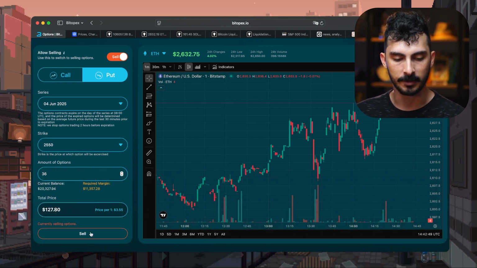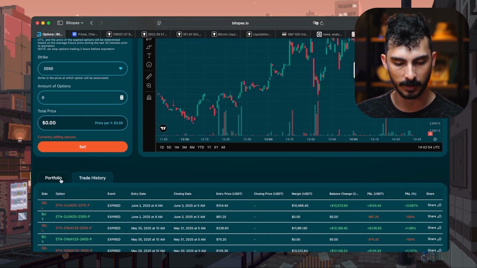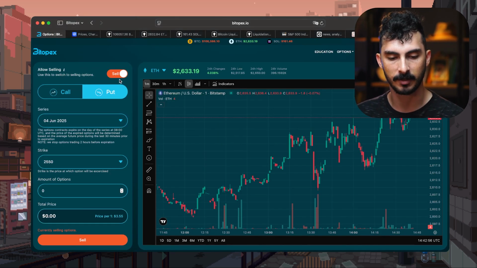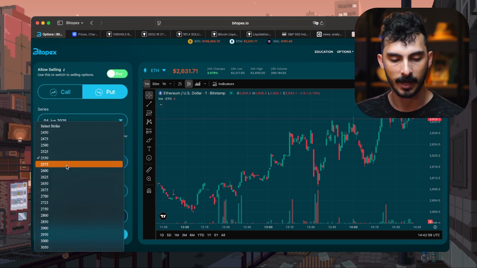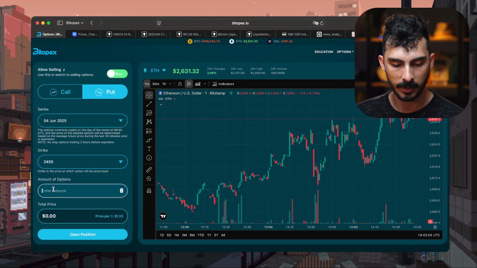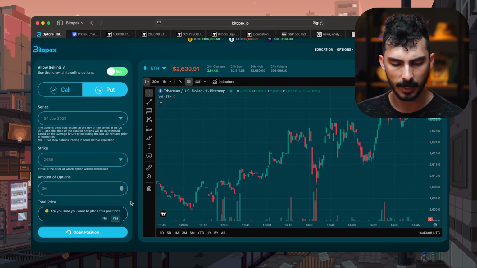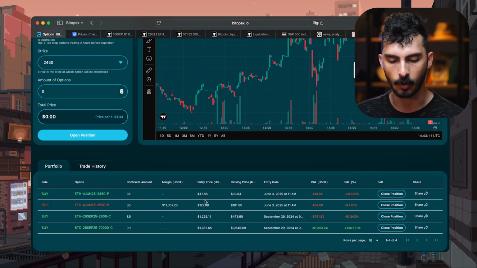So what I'm going to do is sell this right here. It was how many contracts? We go right here and we see 36. So now I switch to buy and I go 2450, which is the lowest one we can go, and we're gonna go with 36, right? I click on open position, and yes. So now I have that open right here.